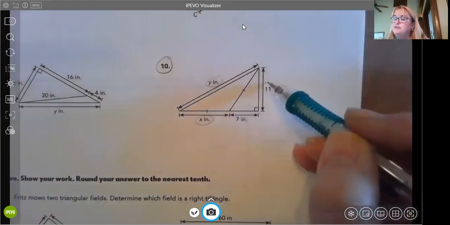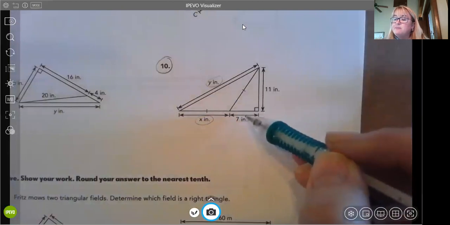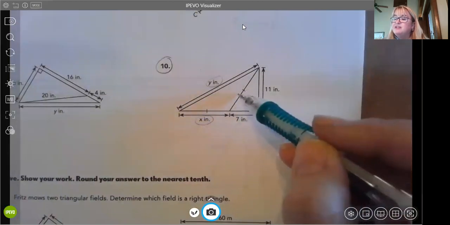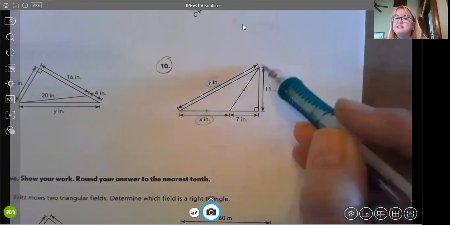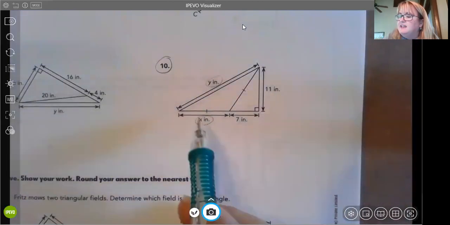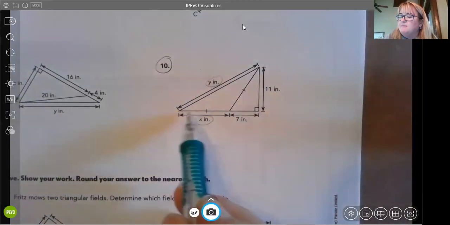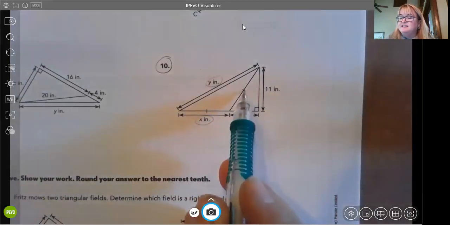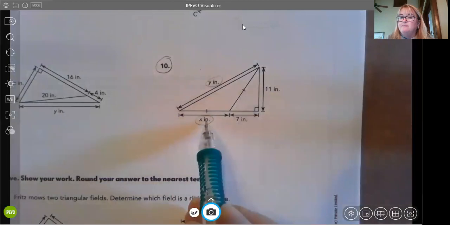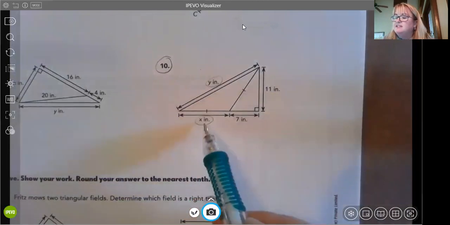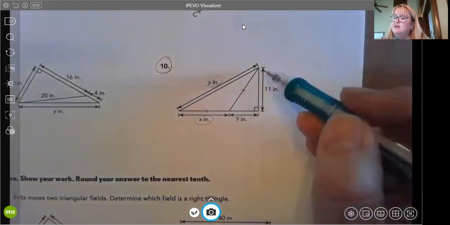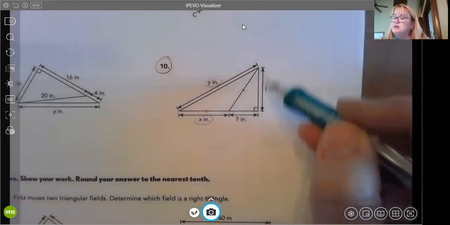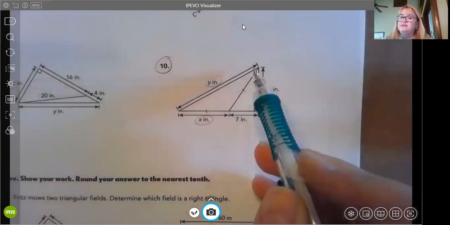And so I've got two of the lengths, and I can use the Pythagorean theorem to figure out what this length is. Well, once I know this length, because this length is the same thing, x is whatever this is. So I can find x that way. And then once I know what x is, I know the long leg and the shorter leg, and then I need the hypotenuse.